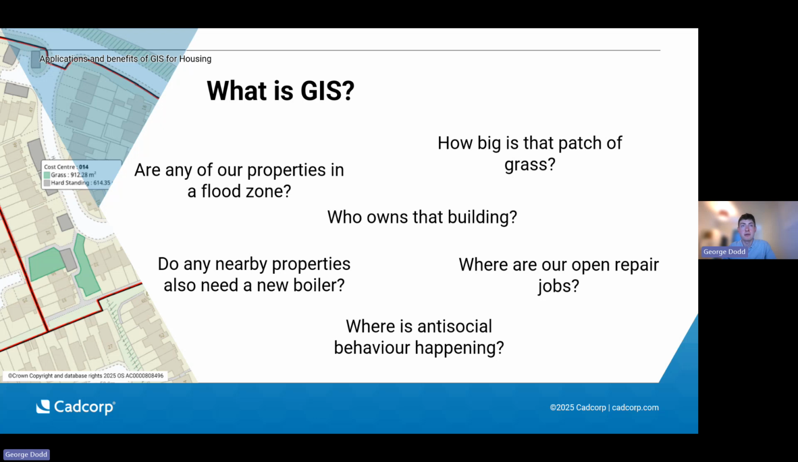The important thing to know so far is what GIS is and what spatial data is. Your spatial data is anything with a location attached, so your properties, your grounds maintenance patches, whilst your GIS is the platform for visualizing and analyzing this data.